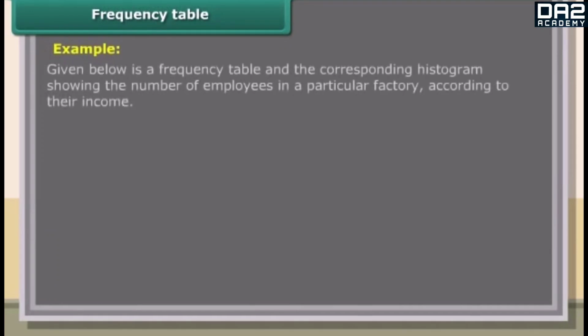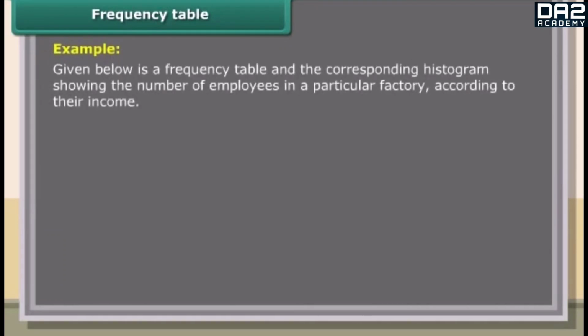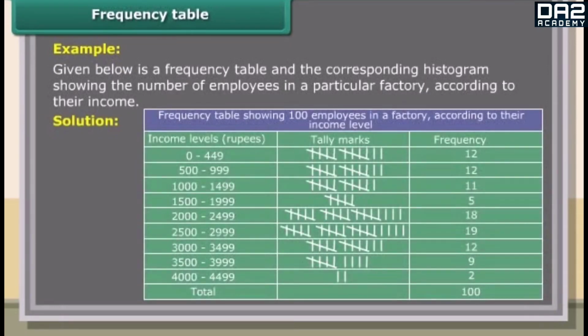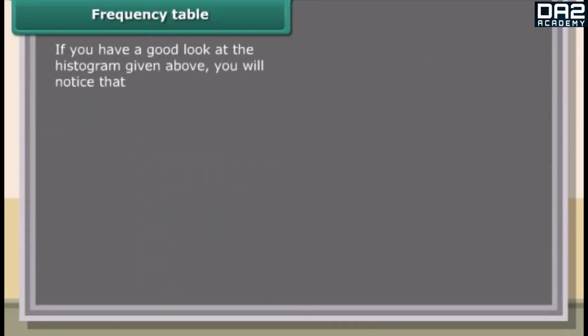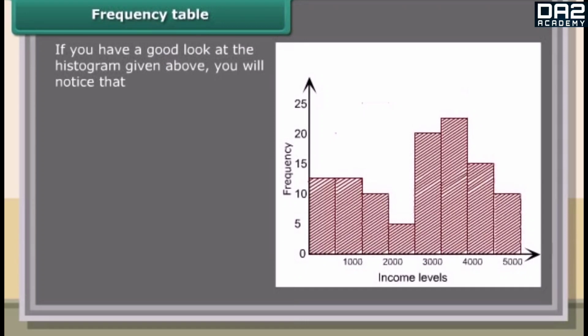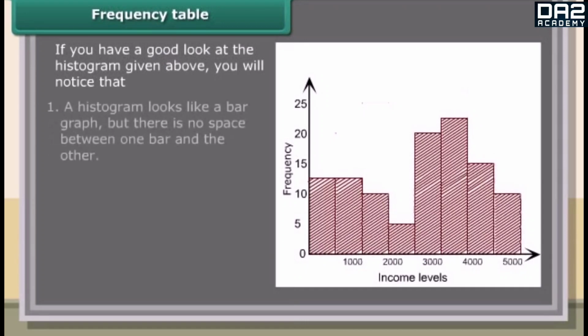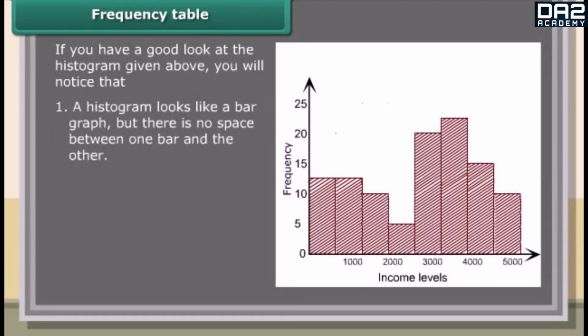Example. Given below is a frequency table and the corresponding histogram showing the number of employees in a particular factory according to their income. Solution. Frequency table showing 100 employees in a factory according to their income level. If you have a good look at the histogram given above, you will notice that 1. A histogram looks like a bar graph, but there is no space between one bar and the other.